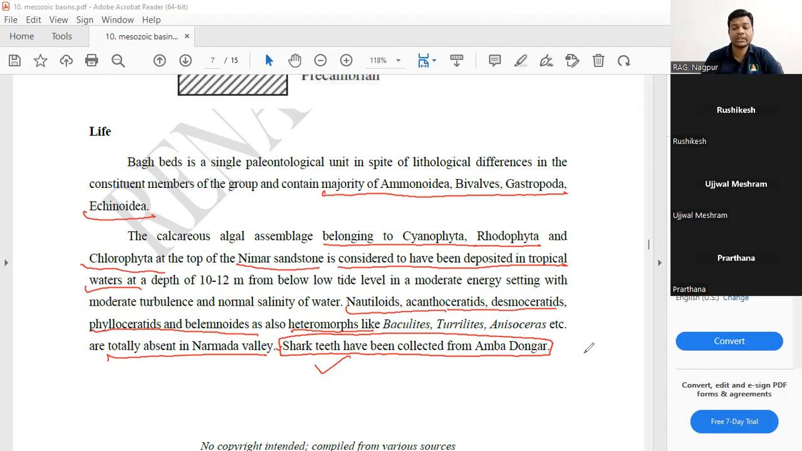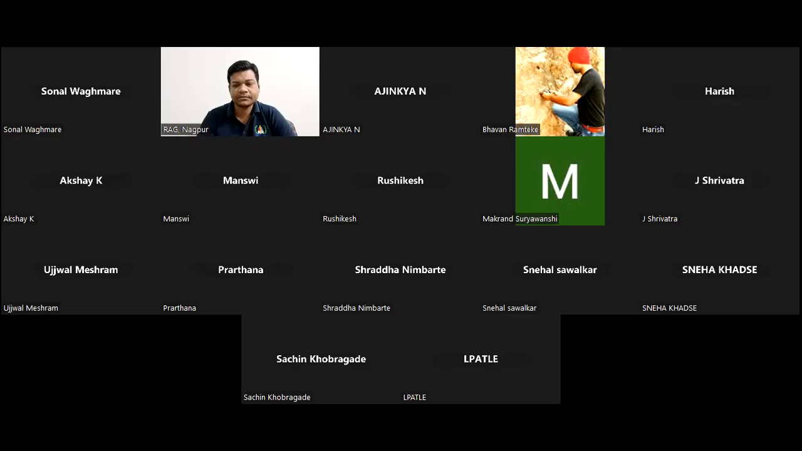Now, where do sharks live? If you have found shark teeth there, what does it indicate? That there might have been sharks present. Nobody can take shark teeth from the sea and place them there. So there might have been deep marine conditions where sharks used to live. Got this? So this is all about the Bagh beds.